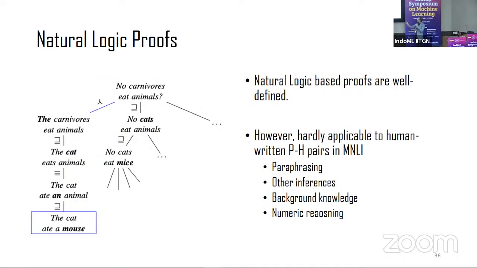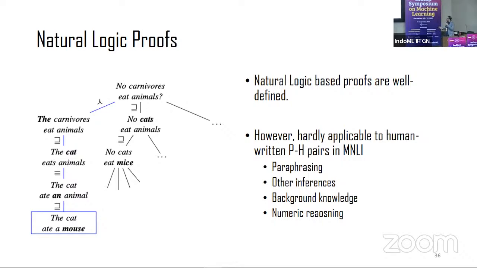For example, this was defined before in natural logic, where each step is a very well-defined lexical perturbation. So for example, no carnivore eats animals, and from there you have to see whether "the cat ate a mouse" is entailed or contradicts or not. No carnivore eats animals means the carnivore eating animals contradicts this. Similarly, the cat eats animals: cat is a specialization of carnivores. Cat ate an animal is again a specialization of the previous one. So this is a difficult thing to actually generalize.